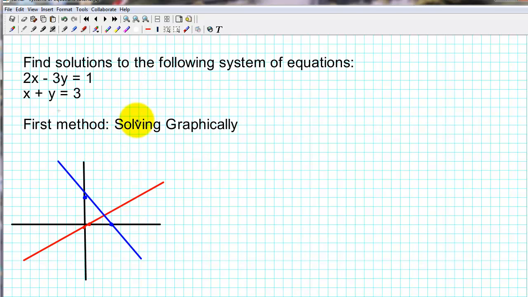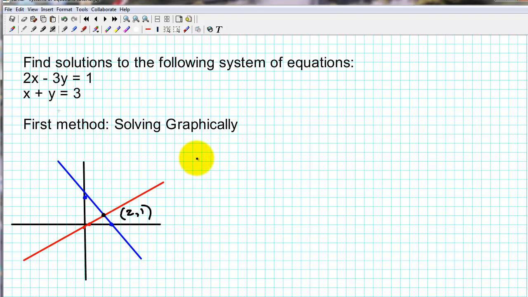Now let's talk about solving. Remember, we need a single x and y pair that make both equations true. Our red line here contains all the solutions to our first equation, and the blue line contains all the solutions to the second equation, and so they only have one solution in common, and that's the point right here. That x-y pair is 2, 1. So x is 2, y is 1 is a solution to this system.